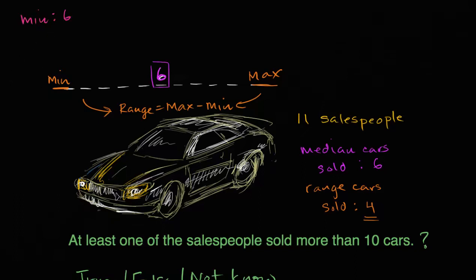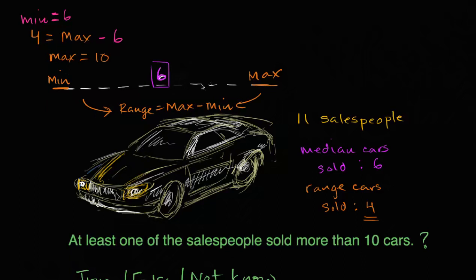Well, remember, the range, we know that the range is 4. The range is equal to the maximum minus the minimum. And so the maximum in this case would be 10. Max would be equal to 10 if the min is equal to 6. If the min is equal to 6, then the max at most can be equal to 10.